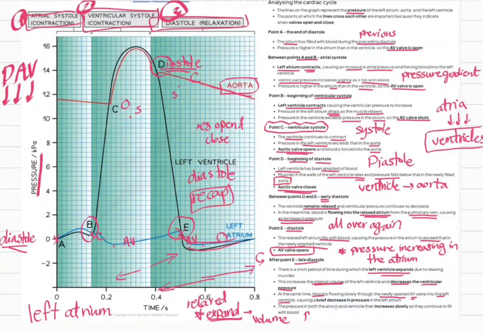The pressure in both the atrium and ventricle then increases slowly as they continue to fill with blood. The pressure in both of them is going to increase. This is the finale of the whole movie that's going on. The atrium and ventricles are finally both going to increase slowly, and they'll continue to fill with blood again.